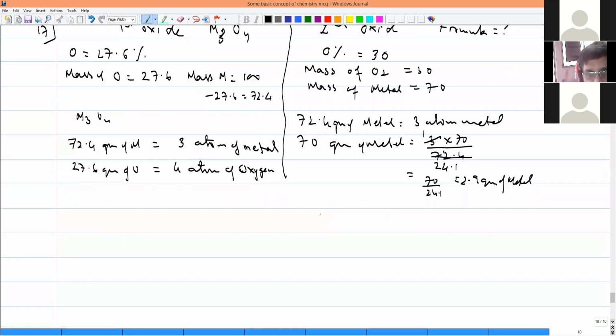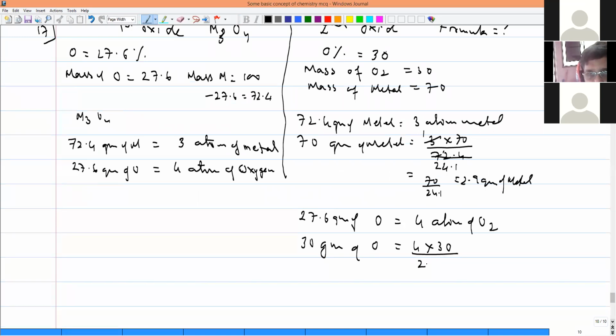उसी तरह हम इसका निकालेंगे। 27.6 ग्राम ऑफ ऑक्सीजन इज इक्वल टू 4 एटम ऑफ ऑक्सीजन, देयरफॉर 30 ग्राम ऑफ ऑक्सीजन इज इक्वल टू हाउ मच? 4 इंटू 30 अपॉन 27.6, 4 into 30 divided by 27.6, it is 4.347. 4.347, that means 4.35 gram of oxygen.